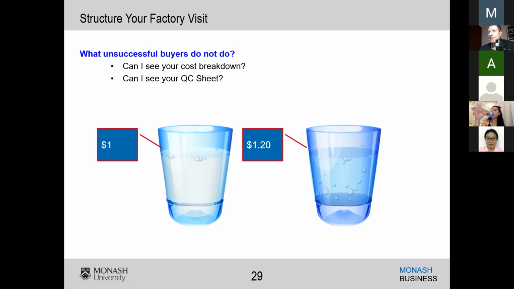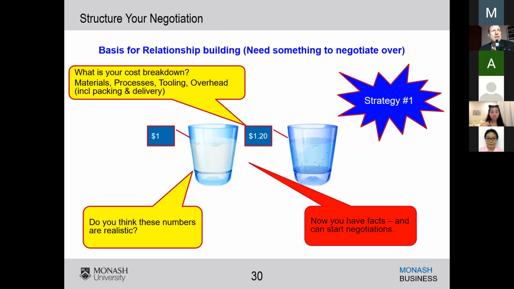If you can't, then they're going to take shortcuts somewhere else. They're going to take shortcuts without telling you. They might secretly outsource without telling you, because they just wanted the deal. They just want you to pay the money. So this is what negotiation is about. Strategy one is thinking about what you need to negotiate over. Maybe you want $1, but the supplier wants $1.20. It's more important to understand, okay, that $1.20, how much is materials, processes, tooling, and overhead?